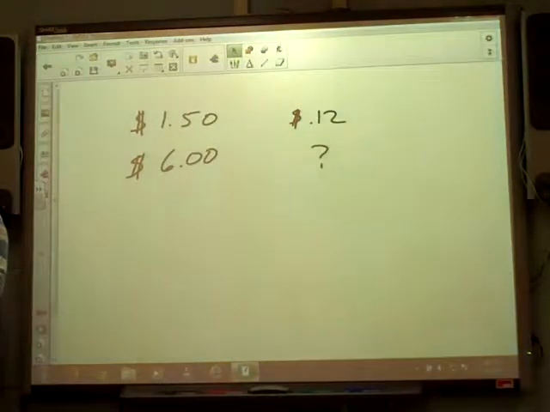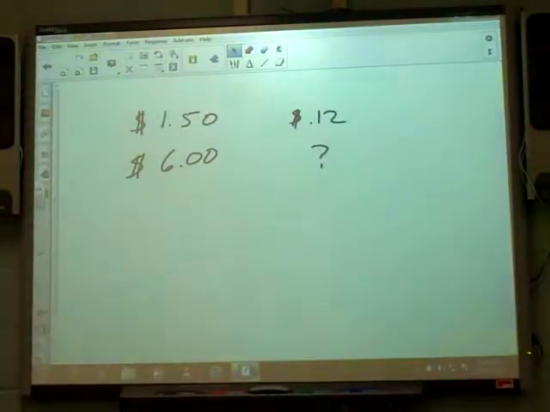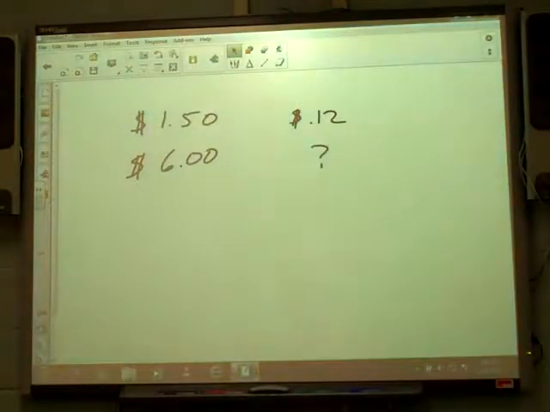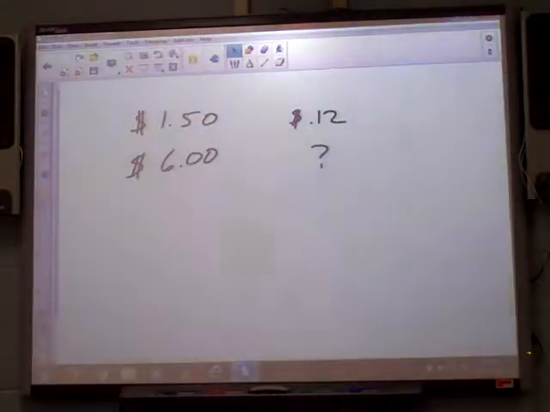If I were working it on my own, I'd be setting up a proportion. Wait, how much is the original price of the item before tax? $1.50, yes, and then 12 to what? 12 cents is the tax. So you're trying to figure out how much tax would be on $6 based on that, yes.